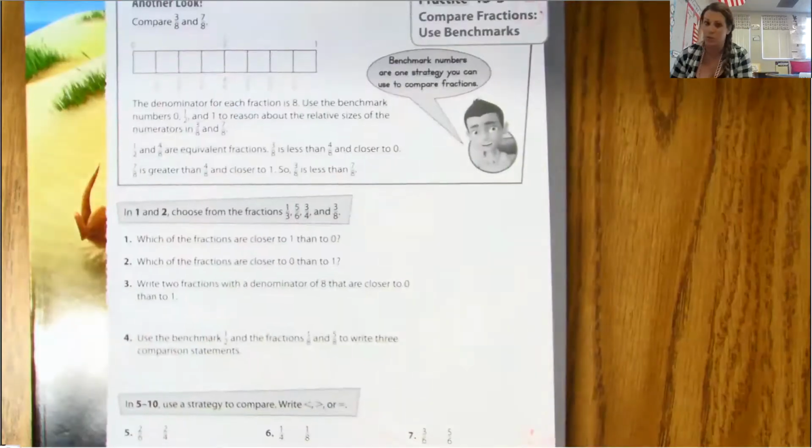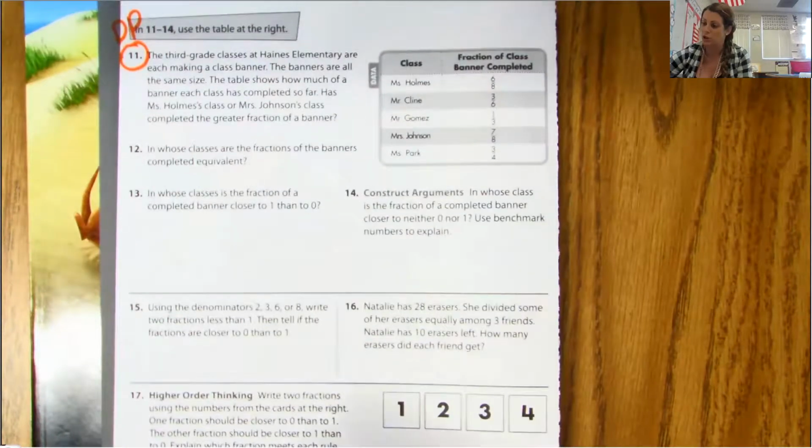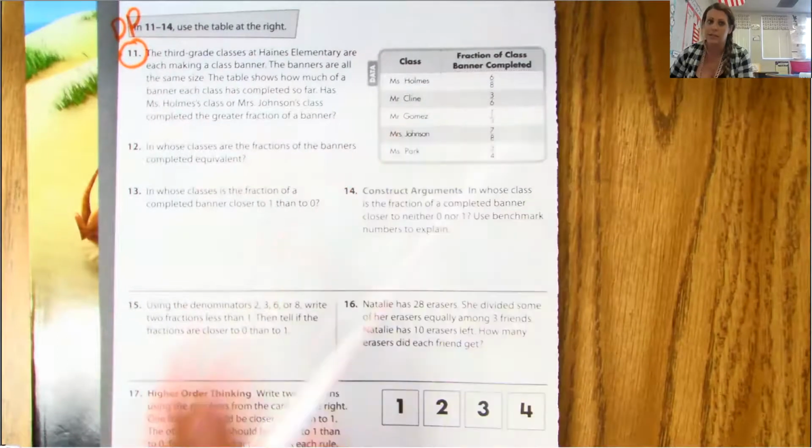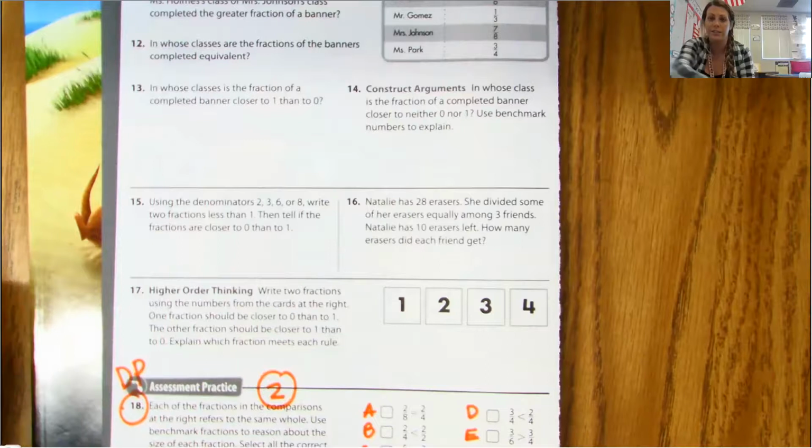So you will be doing the whole front, 1 through 10 on page 163. And then your discussion post will be number 11. You'll use the chart to help you. And number 18, okay? All right, good job.